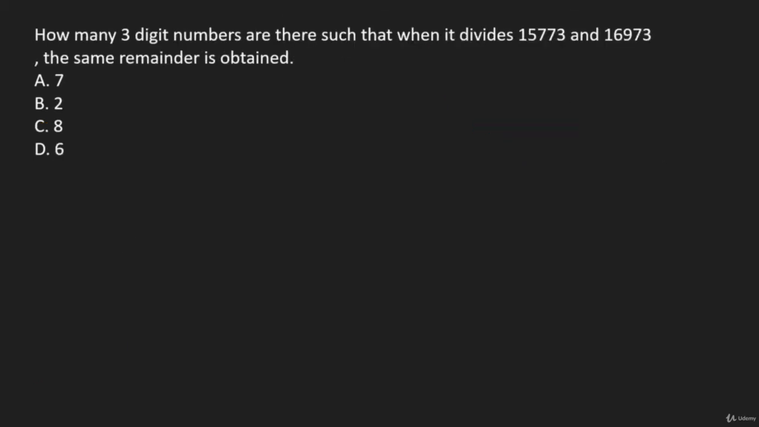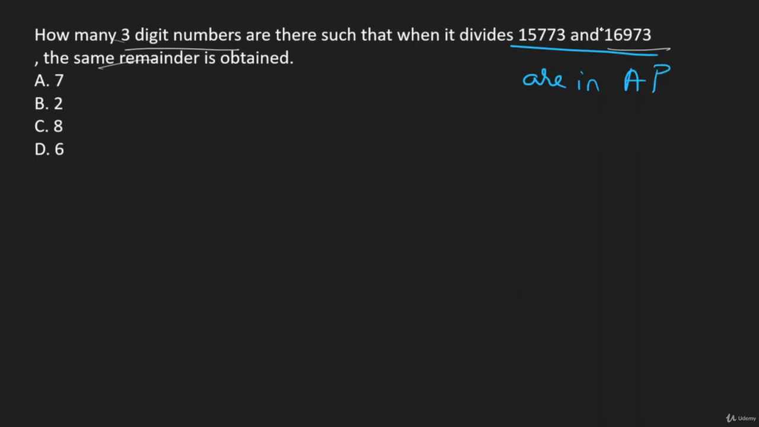Let's do this question. How many 3-digit numbers are there such that when it divides 15773 and 16973, the same remainder is obtained? Pause the video, give it a try, and then let's do it together. Alright, I hope you have given it a try. Over here it's mentioned that 15773 divided by a 3-digit number and 16973 divided by a 3-digit number give the same remainder. Therefore, these two numbers are in an arithmetic progression.